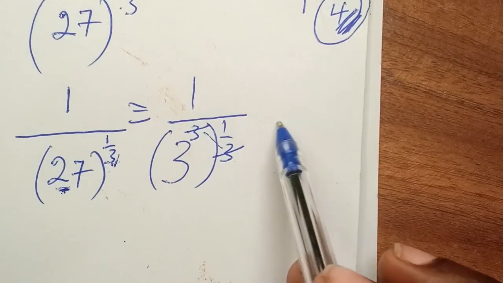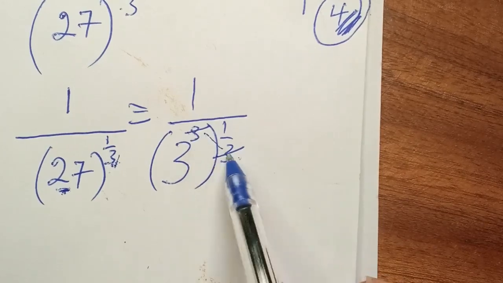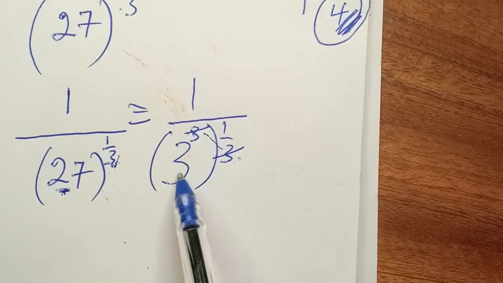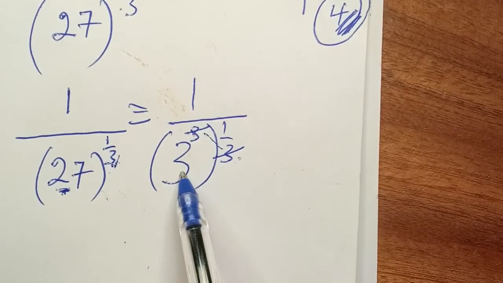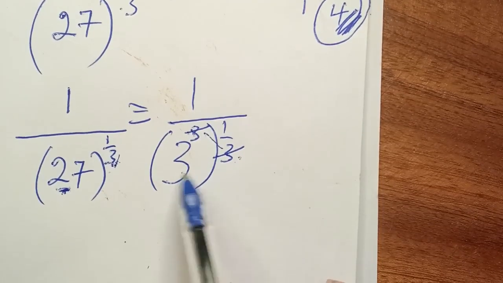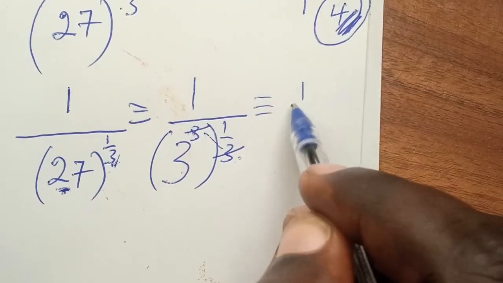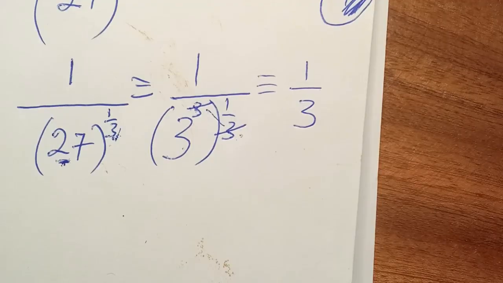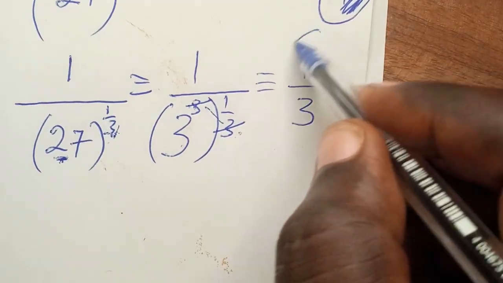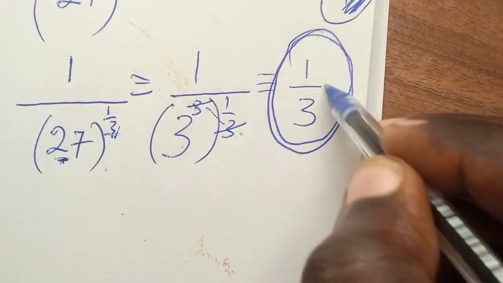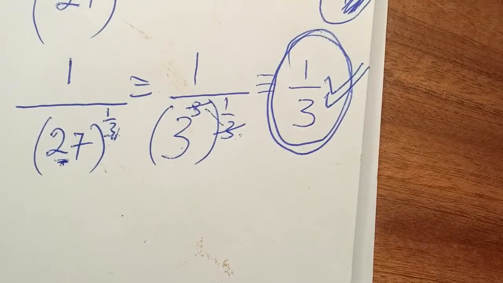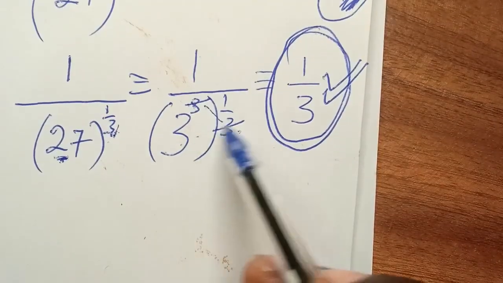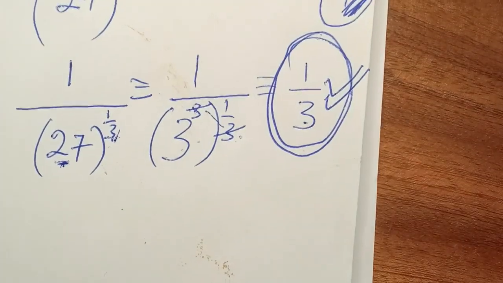So 1 over, since this power has already been taken off, this has cancelled this, then we have 1 over 3, as you can see here, which is 1/3. So this means that your answer is 1/3 as a fraction. Because the 1 is already up, and the 3 has just been down here, it remains a fraction.